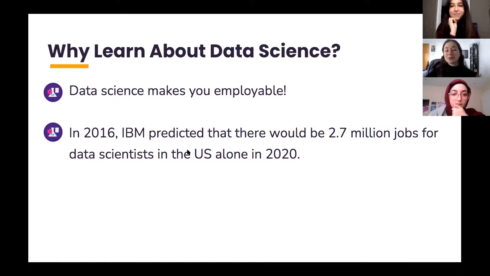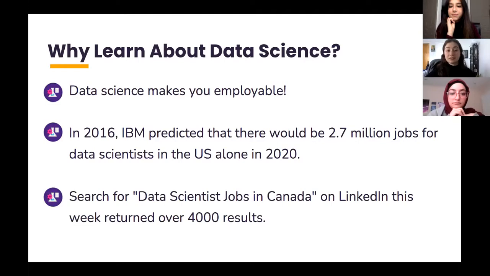Note that this huge number is reflected around the world too, with massive demands for employees who are confident with data science skills around the globe. In fact, despite a global pandemic and a downturn market, my most recent search for data science jobs in Canada on LinkedIn returned over 4,000 results.